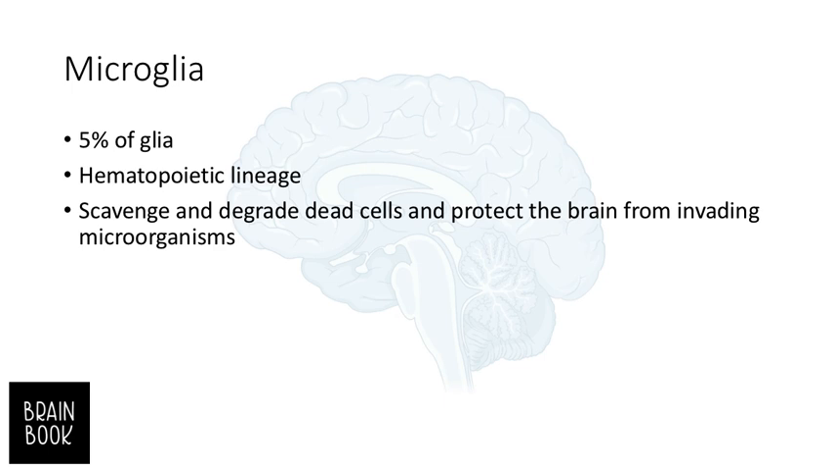The microglia are totally 5% of the glia population in our nervous system. And we should notice that the microglia have a hematopoietic lineage, and they are not formed from, for example, neuroectoderm, and they are not the lineage of neural stem cells. And their role is scavenging and degrading the dead cells and protecting the brain from invading microorganisms.